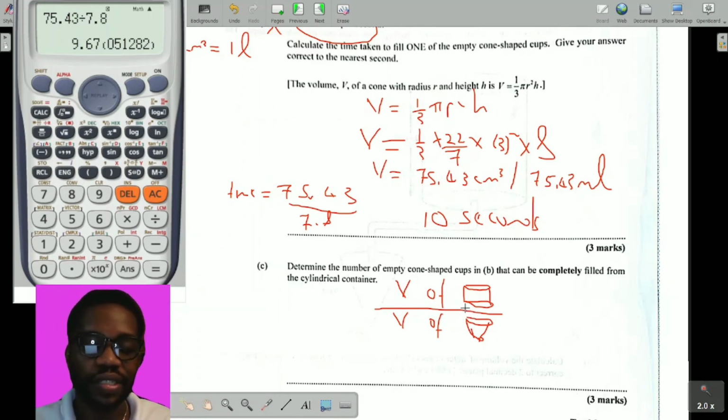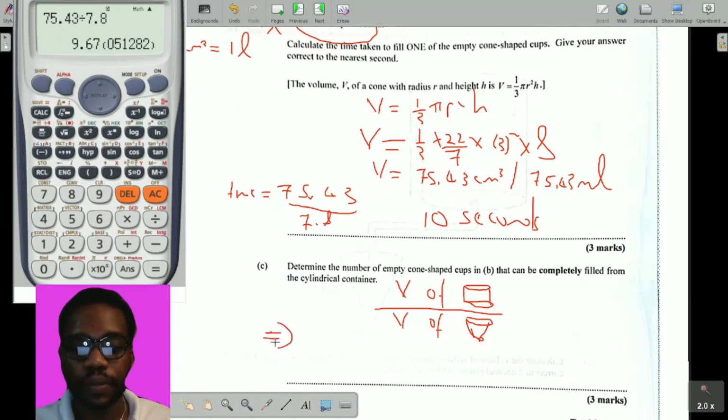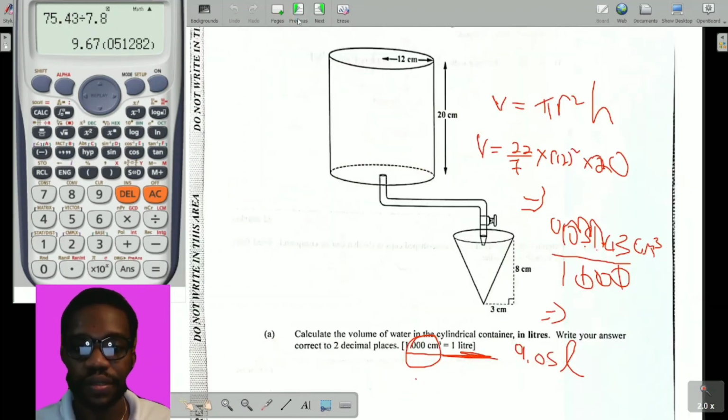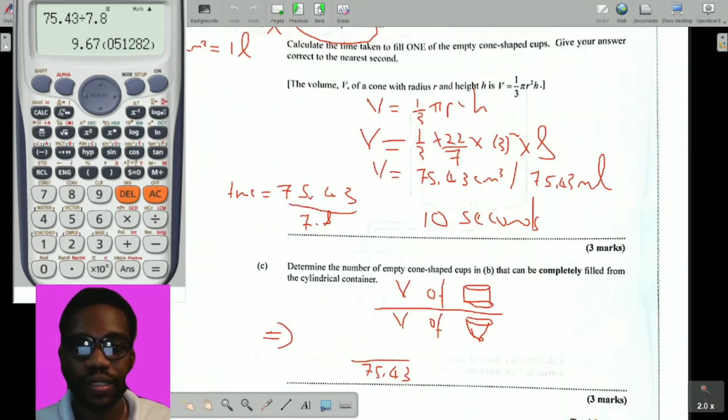So you see how we can use logic and real life together? How much of this can go into this? That means you're dividing. And it wanted completely filled. Now, this is very interesting. Alright, so guess what? If I go to the previous page, I have both of them in cubic centimeters already. So there's no need for me to convert 1 to liters or 1 back to milliliters. That would be a waste of time. On this page, we have the volume of the cone, which is 75.43. On the previous page, we have the volume of the cylinder, which is 9,051.43.